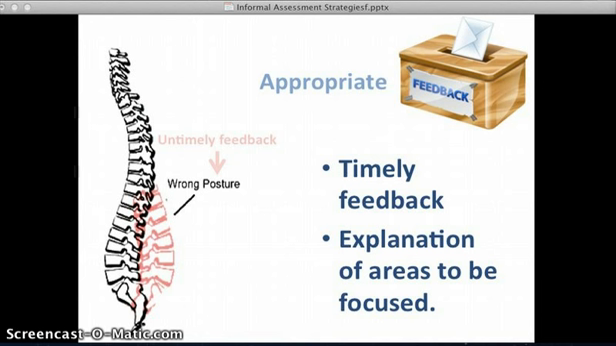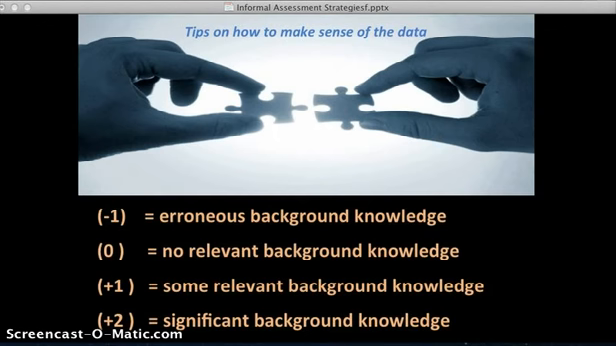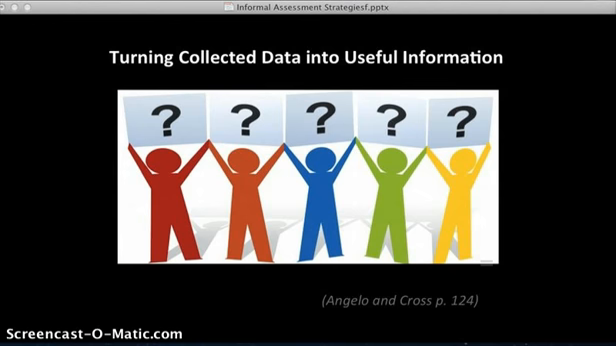And then, what are the tips to make sense of our data on background knowledge probe? Well, we can organize the papers into piles: wrong knowledge, no background knowledge, some relevant knowledge, and significant knowledge. This data is collected by summing the individual marks for each question. An instructor can find out whether the class as a whole has more knowledge about the said topic than about others, as reported by Angelo and Cross in their book on page 124.